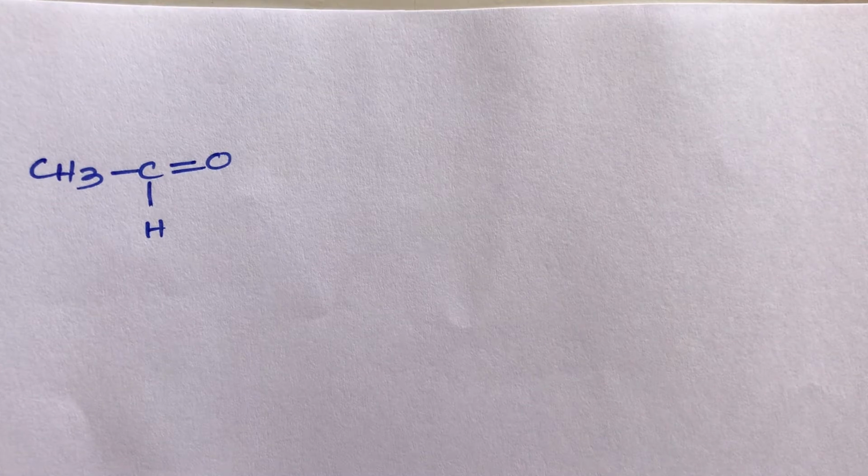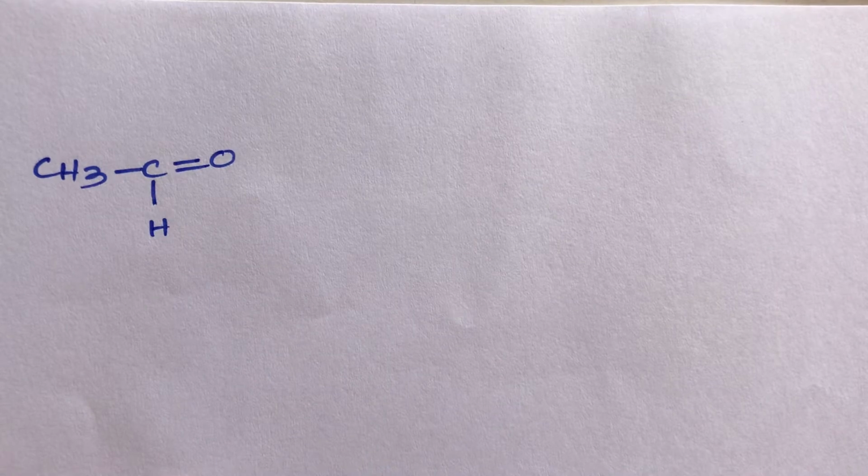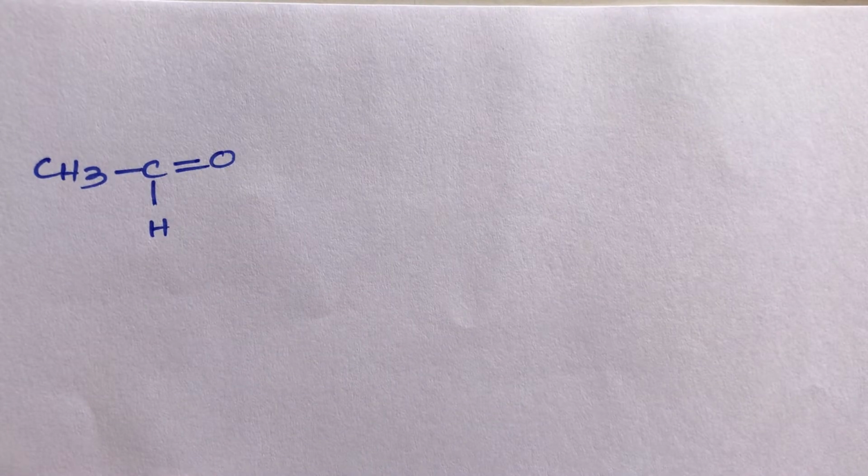Hello students, next continuation. That is a strong reducing agent, HI in the presence of red phosphorus. This HI can reduce aldehydes, ketones, esters and acid chlorides, everything. So this HI can reduce aldehydes in the presence of red phosphorus.